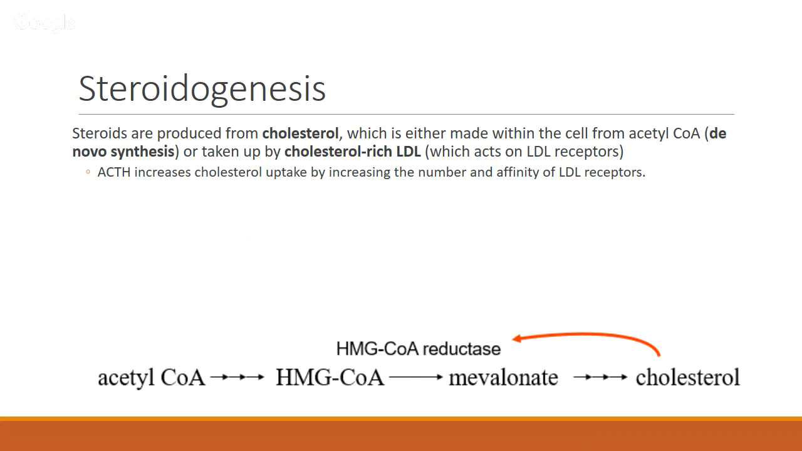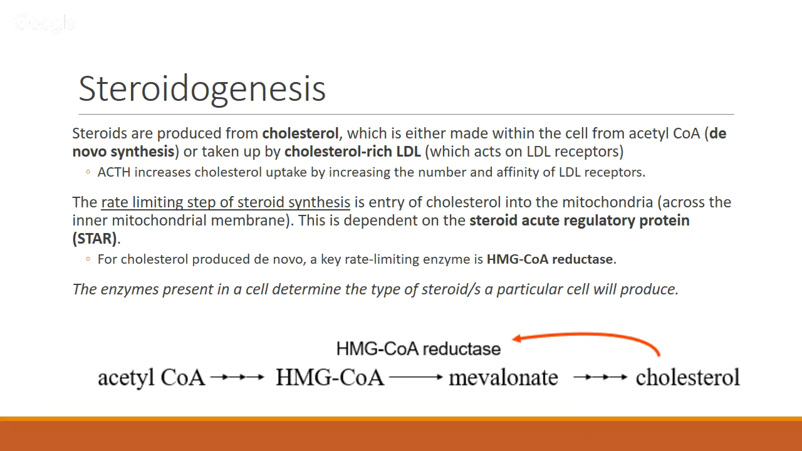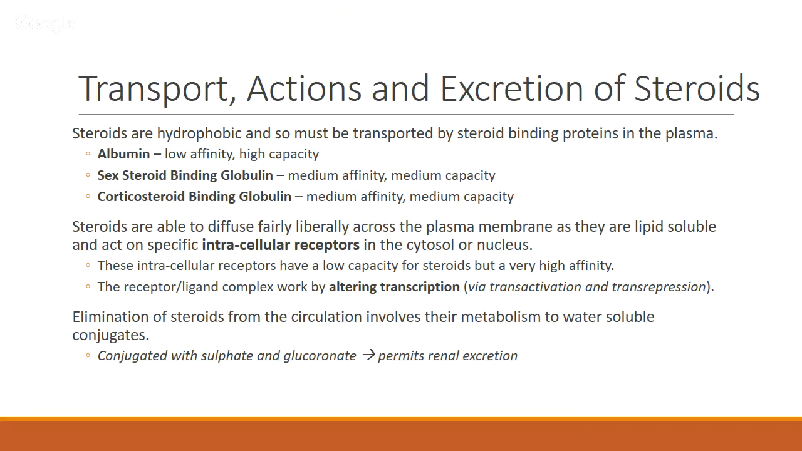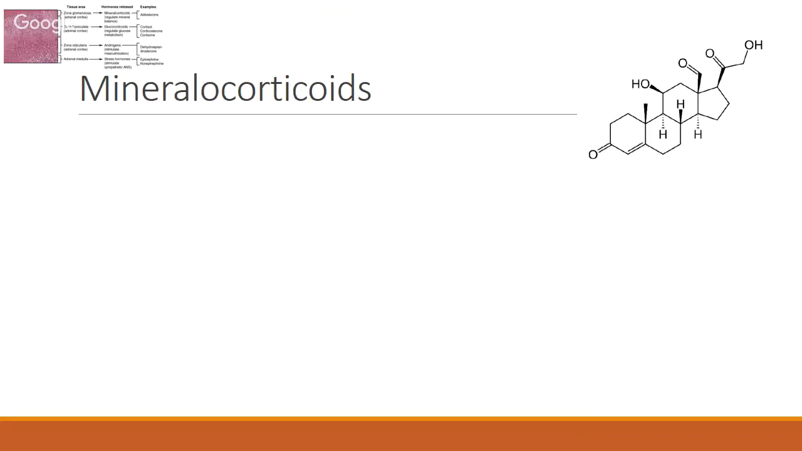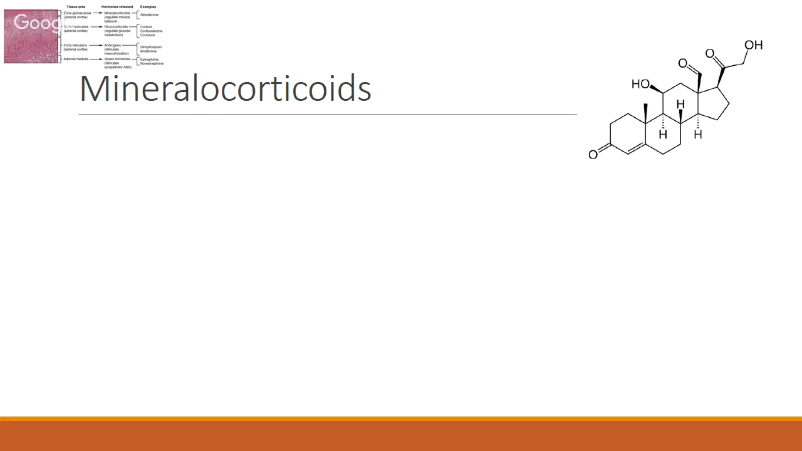Production of steroids. Basically, steroids are produced from cholesterol, and this process is dependent on the StAR protein. And for the synthesis of cholesterol itself in the body, the rate limiting step is HMG-CoA reductase. That's all you need to know for this slide. Again, steroids are lipid-soluble hormones, so they have carrier proteins in the plasma. The receptors are going to be intracellular because they can diffuse through the plasma membrane. So I'll talk about mineralocorticoids, glucocorticoids, and androgens one by one.